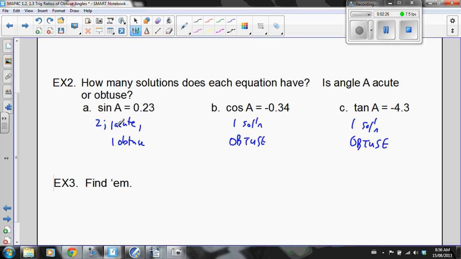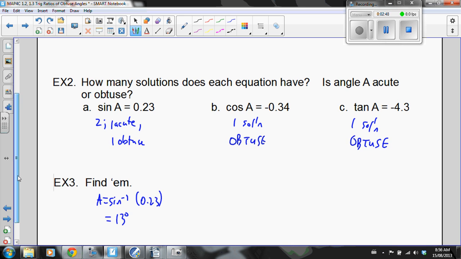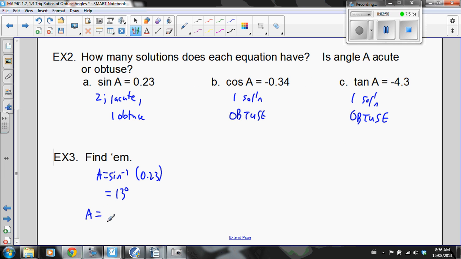Example 3, we're asked to find these solutions. So here, sine of A equals 0.23. Well, we're just going to use our calculator, do the inverse sine. Inverse sine of 0.23, and we jam that into a calculator, and we get 13 degrees or so. So that's the one acute angle. How do we get the obtuse angle? Well, 180 minus that. What's that? 167.